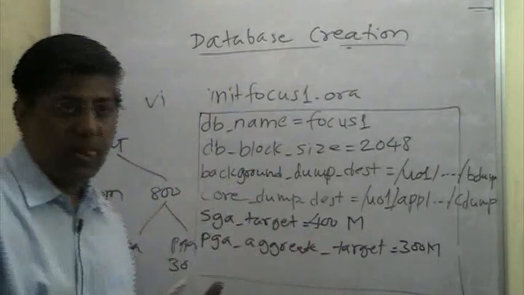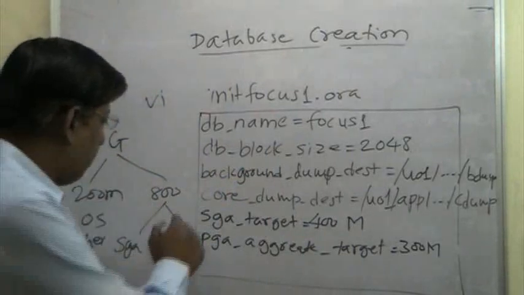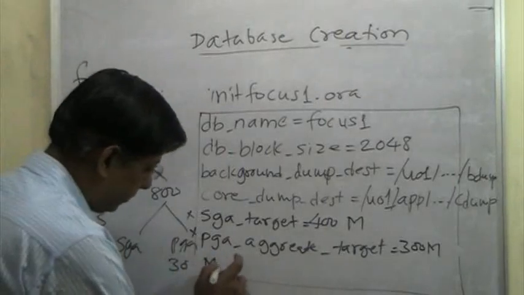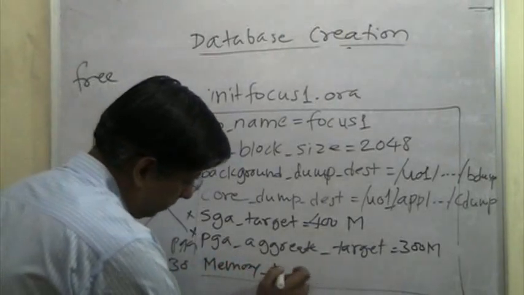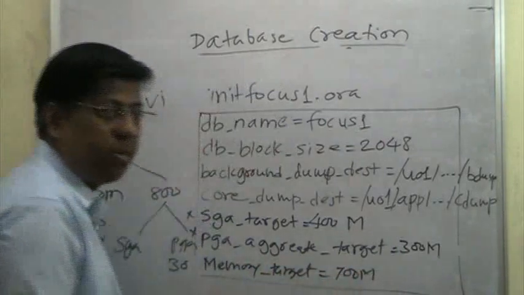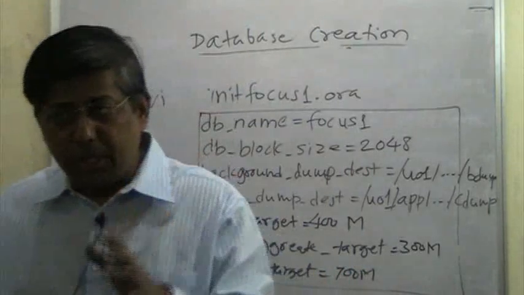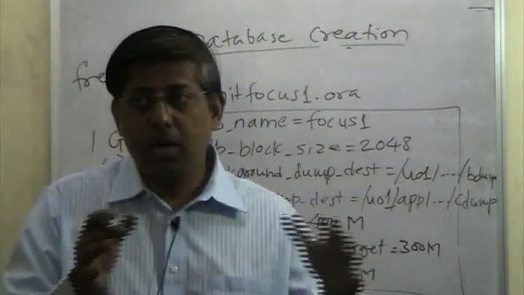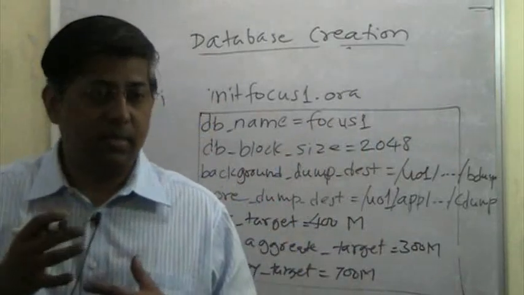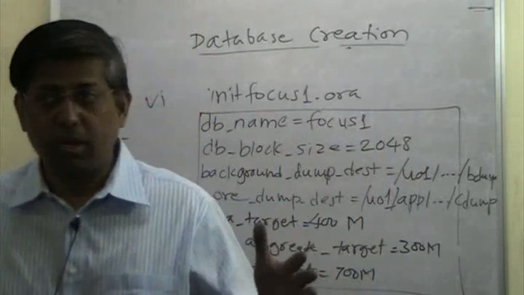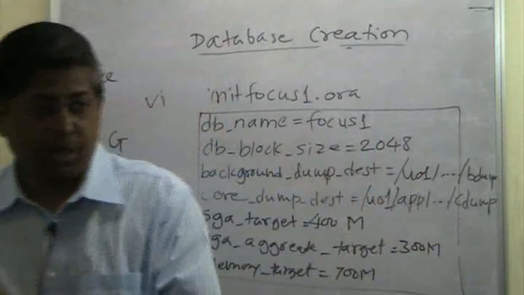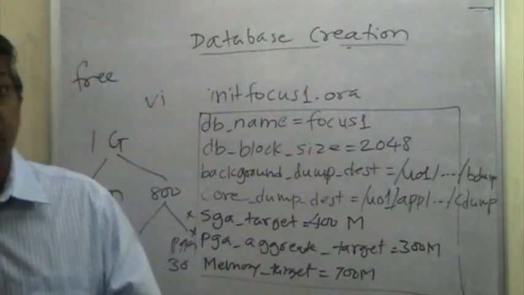Now this is for 10G. In 11G, they have said don't use these parameters. There is another initialization parameter called memory target. Let us say memory target is 700 megabytes. It means the combined PGAs of all the users plus your SGA will fit into 700 megabytes, and depending on the need, if the PGA requirement is higher, PGAs will grow and SGA will shrink. If the SGA requirement is higher, SGA will grow and PGAs will shrink. That is what automatically happens.